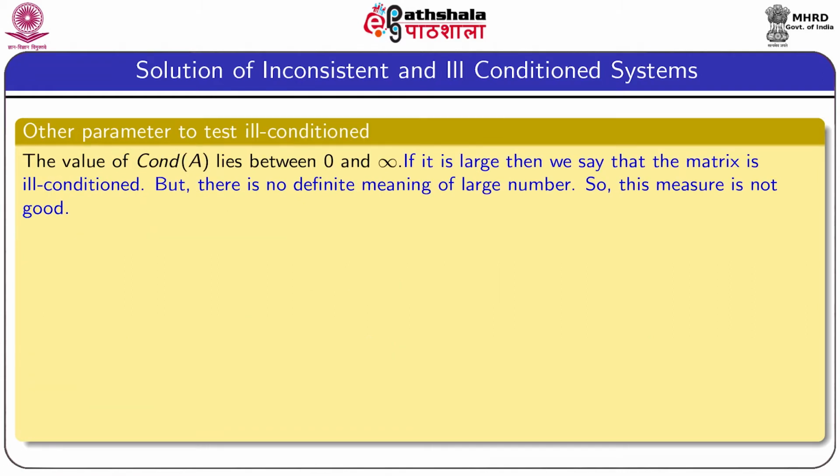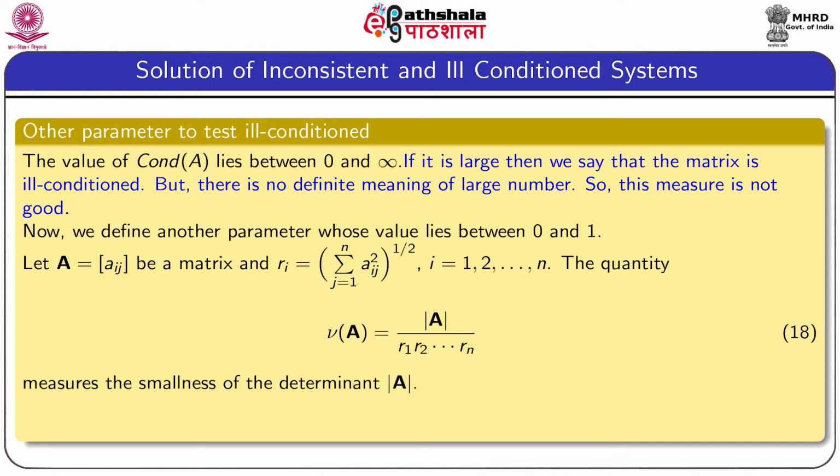The value of cond A lies between 0 and infinity. If it is large, then we say that the matrix is ill-conditioned, but there is no definite meaning of a large number. So this measure is not suitable to identify whether a matrix is ill-conditioned or not. Now we define another parameter whose value lies between 0 and 1.